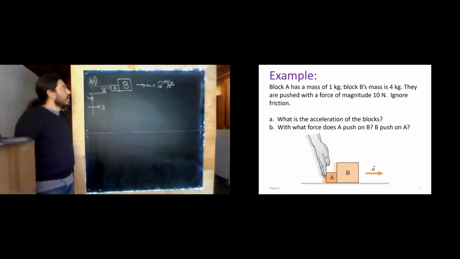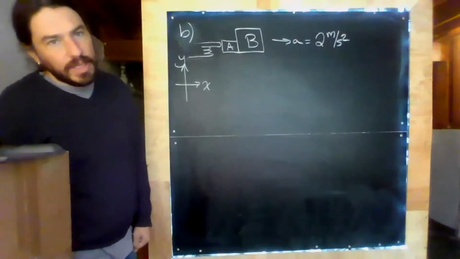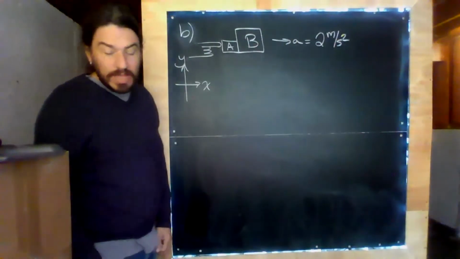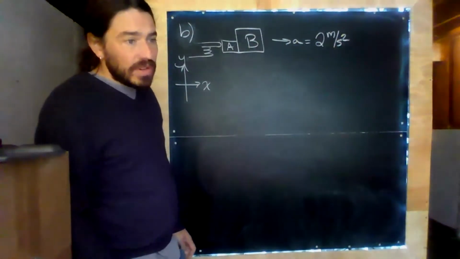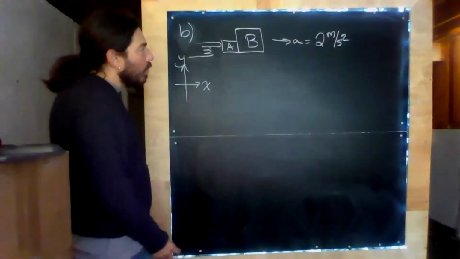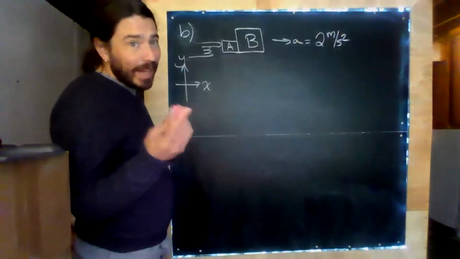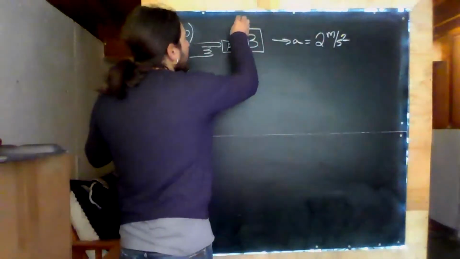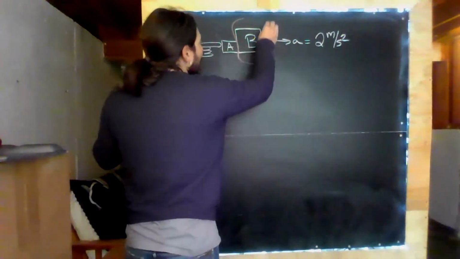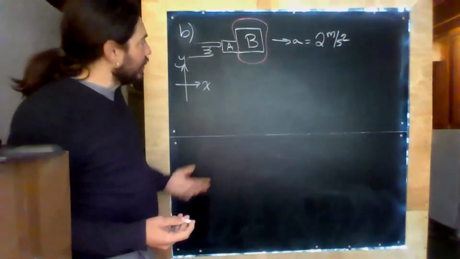Okay, so now we're back. We've still got me pushing on block A. Block A pushes on block B. Together they accelerate at 2 meters per second squared. Now I'm asked about the internal forces. What force does A push on B or B push on A? Well, now we need to make either A or B our object of interest. It turns out it doesn't matter. We'll get the same answers either way. Since we have to make a choice, I will choose B. B will be our object of interest.